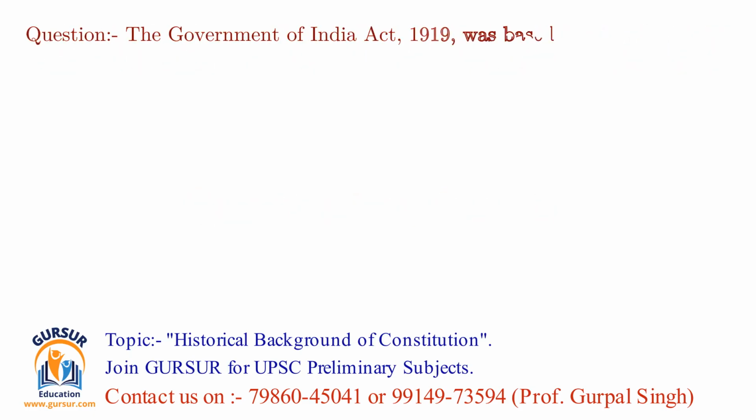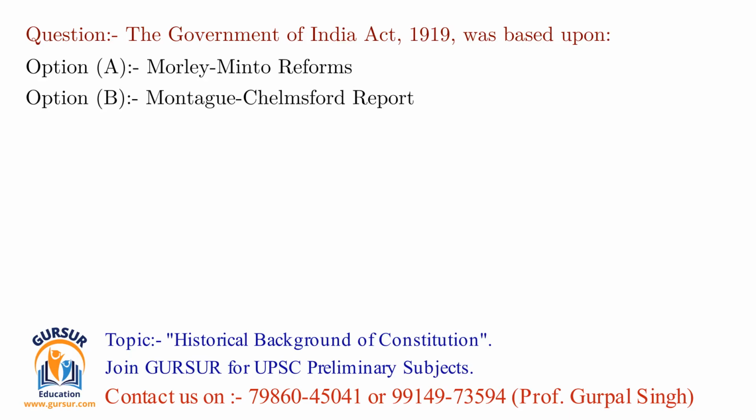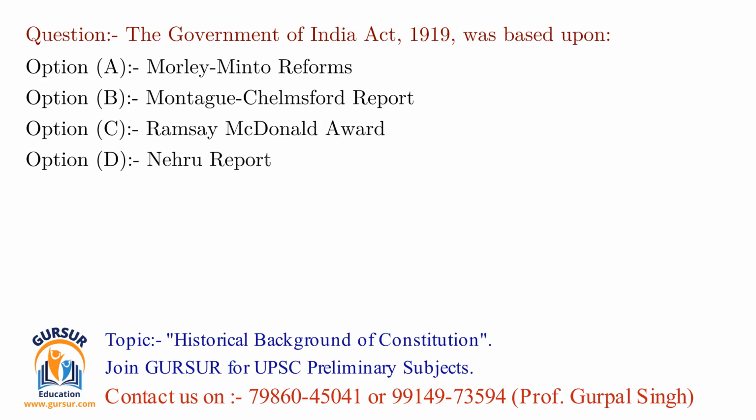The Government of India Act 1919 was based upon: the option A is Morley-Minto reforms. The option B is Montague-Chelmsford report. The option C is Ramsay MacDonald Award. And the option D is Nehru report.